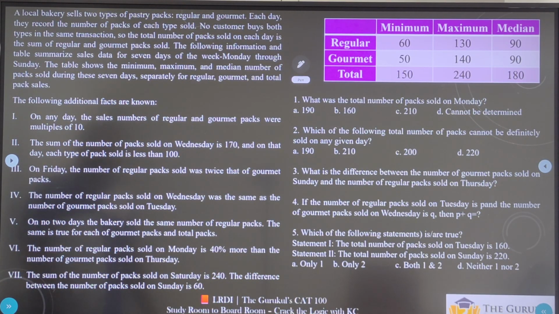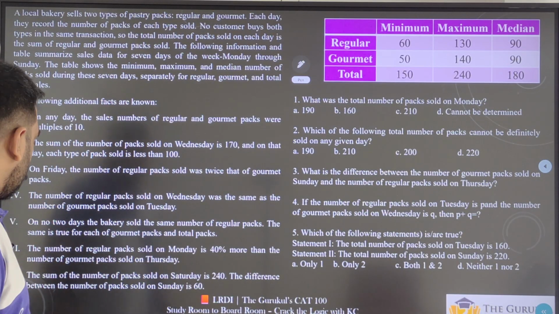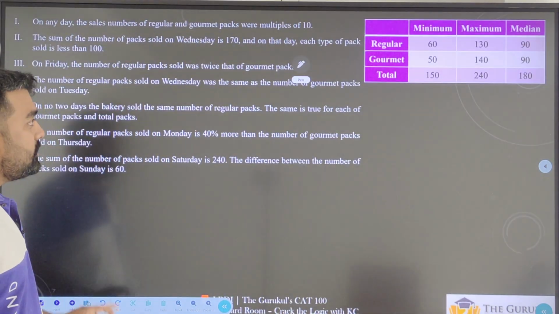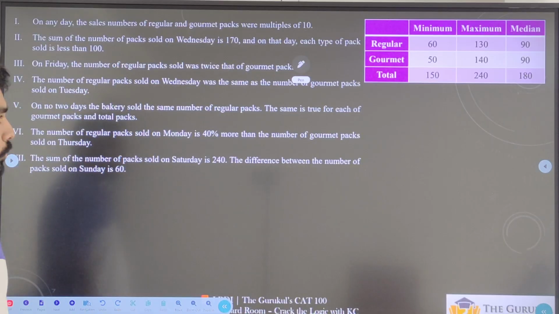The table shows the maximum, minimum and the median number of packs sold during the 7 days separately for regular, gourmet and total pack sales. There are 7 points followed with 5 questions. So we just need to analyze and fill up the table individually to get what is happening.